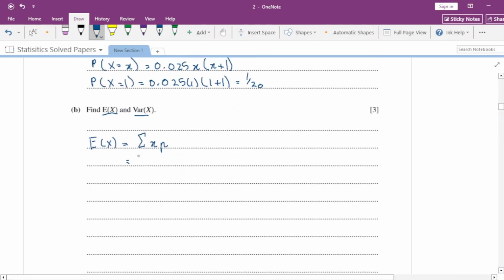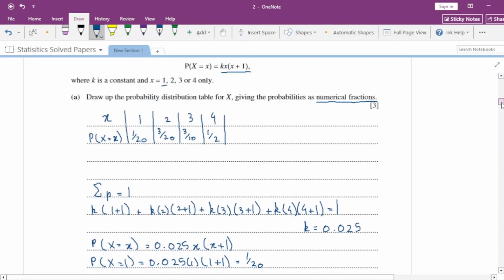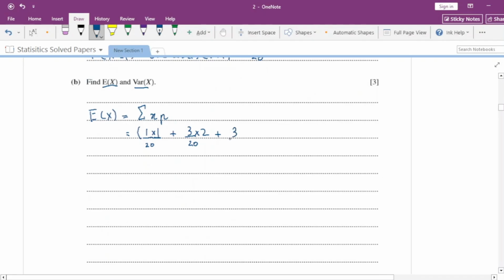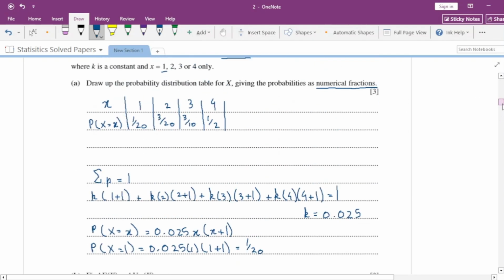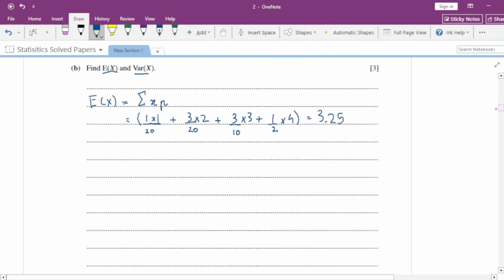All right. So let's see, our first one was 1 over 20. We multiply that with the x value, which is 1. Next, we have 3 over 20. We multiply that by 2 as that was the corresponding x value. Next, we have 3 over 10. We multiply that by 3. And then we have 1 by 2, which we multiply by 4. Simplifying all of that gives us 3.25 as the expected value. Next, we will find Var(X).